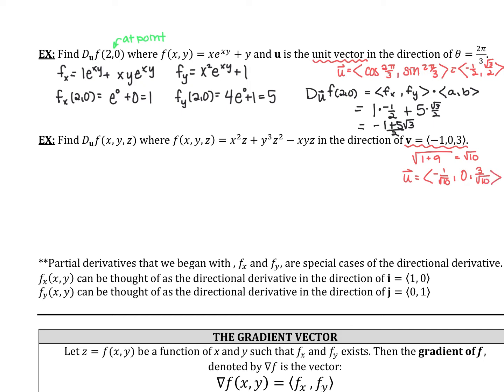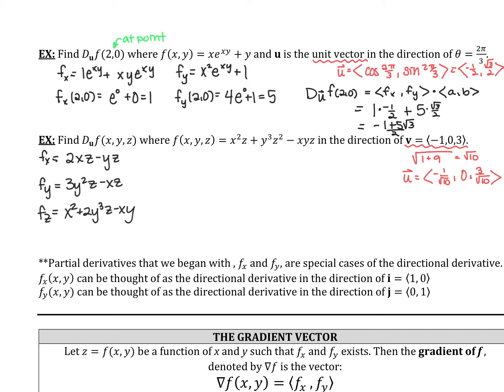Now I'm going to find each of my partials, and this time I have 3 partials, but the good news is I don't have to evaluate them at a point. We're just finding the general directional derivative. And so if I find my partial with respect to x, I would get 2xz minus yz. The partial with respect to y would be 3y squared z minus xz. And the partial with respect to z would be x squared plus 2y cubed z minus xy.